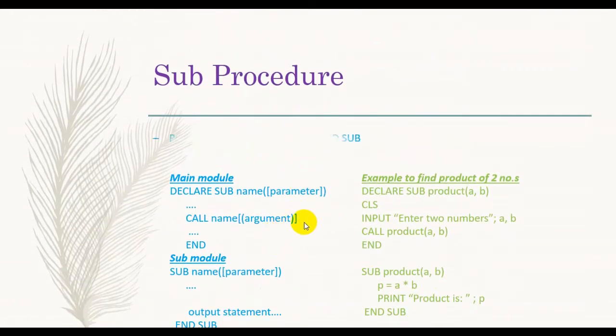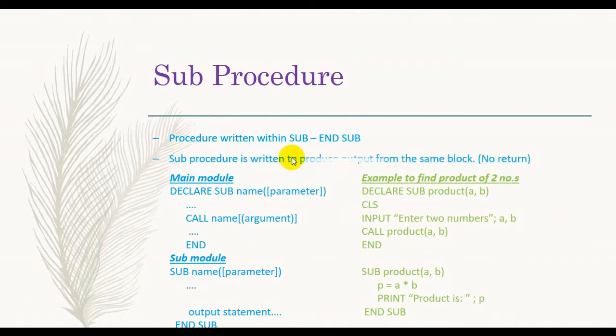Now the sub procedure. We said that procedures are of two types, sub procedure and function procedure. In today's class we'll discuss the sub procedure in detail. The procedure that is written inside SUB is called a sub procedure. A sub procedure is written to produce output from the same block. That means it does not return any value to any other procedure.